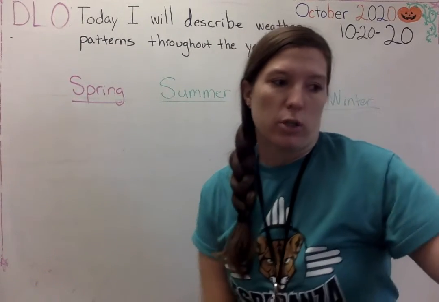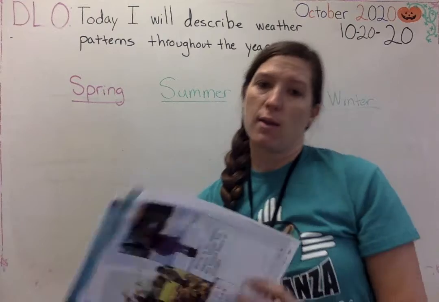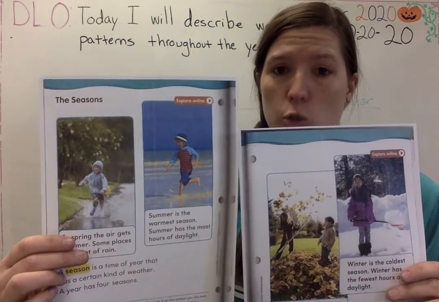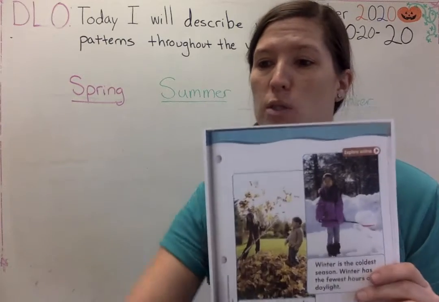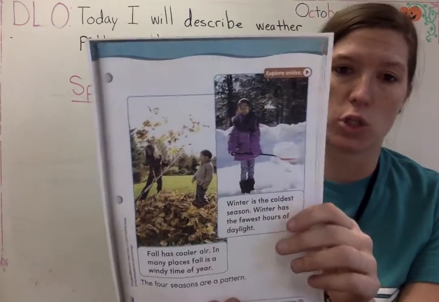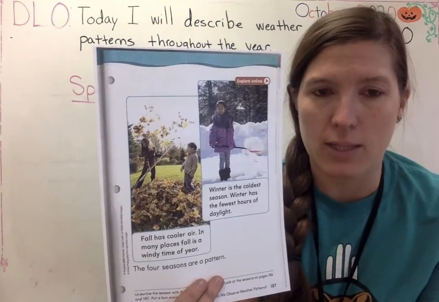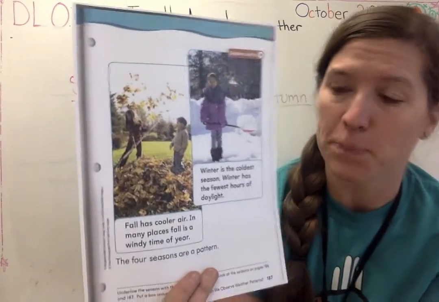Let's look at our pictures that we started the other day. So we looked at spring and summer children, and now we're going to focus on autumn and winter children to look at their clothes and think about the weather patterns that happen during those seasons.